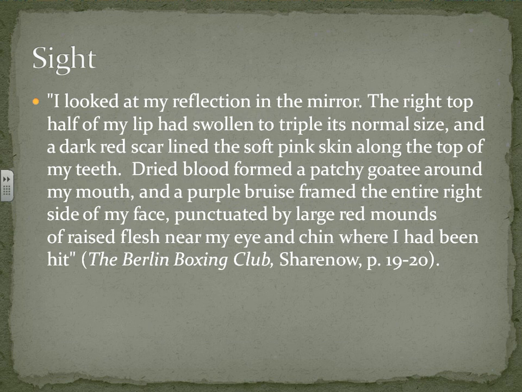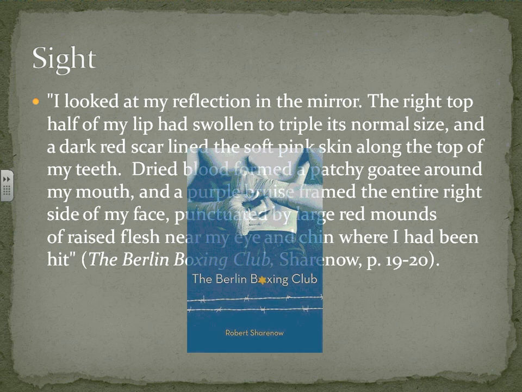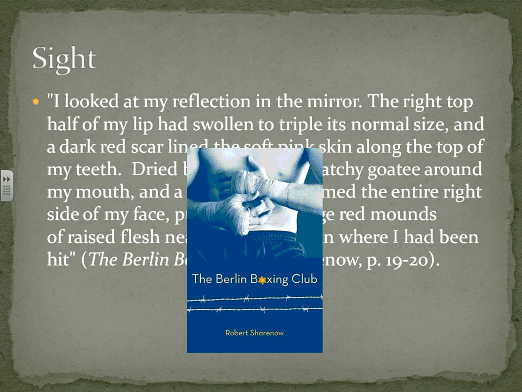So the author is attempting to paint a picture, really get you to see something here. This is imagery. He does this by giving you specific colors, right? Soft pink skin, large red mounds, and by really describing things, swollen to triple its normal size. A patchy goatee. It's not literally forming a goatee, that's figurative language. It's comparing the dried blood metaphorically to what a goatee would look like around the mouth. And then the raised flesh near the eye and chin. You can really picture what this person's face looks like. So it's an effective description here in Berlin Boxing Club that helps bring an image to life in front of you. You're almost seeing it based on the words.